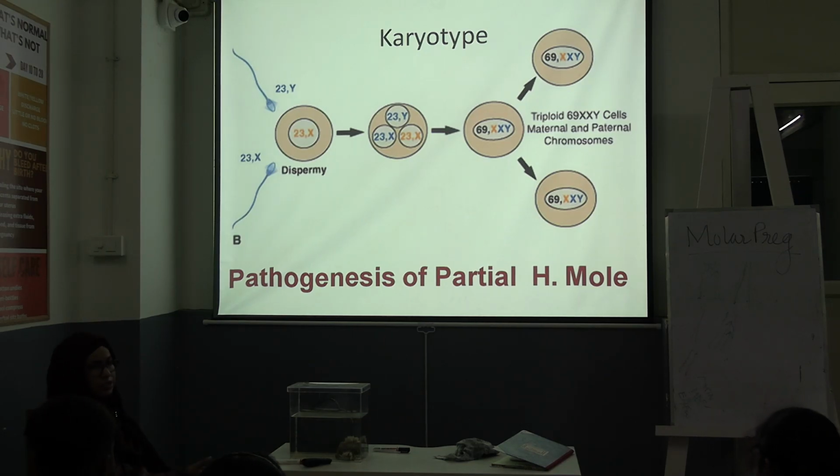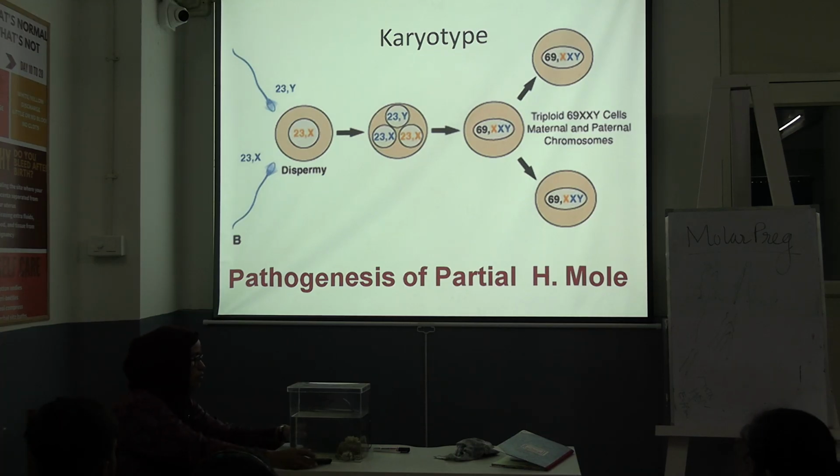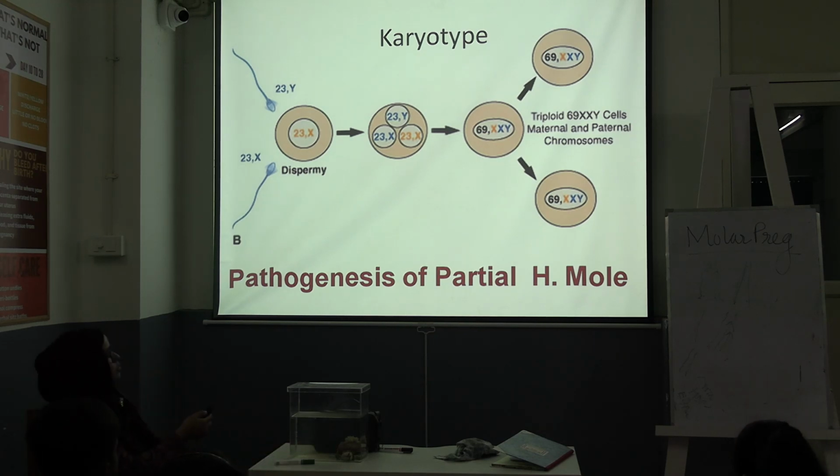So what will you order in the blood examination? Beta HCG, CBC, TSH, liver function test, and blood sugar also, and blood grouping also. And beta HCG was around 2 lakhs. So this is a case of complete molar pregnancy.